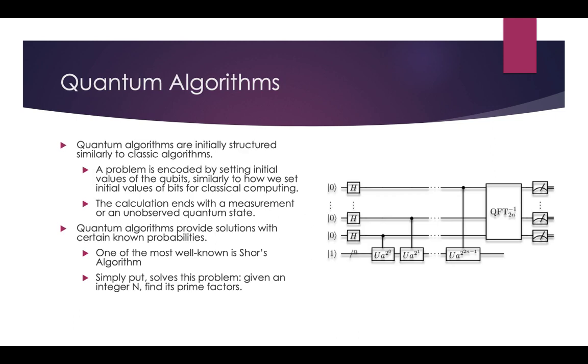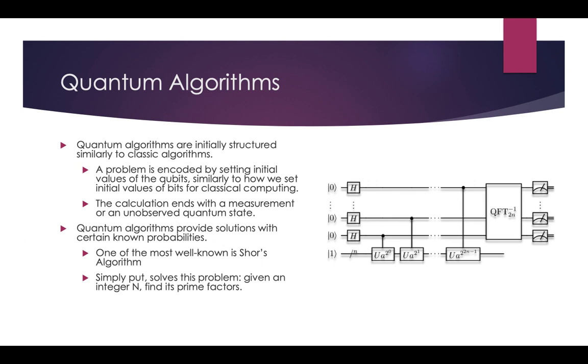Using these bits, we can work on quantum algorithms. Quantum algorithms are initially structured similarly to classic algorithms. A problem is encoded by setting initial values of the qubits, similarly to how we set initial values for bits in classical computing. The calculation ends with the measurement or an unobserved quantum state.